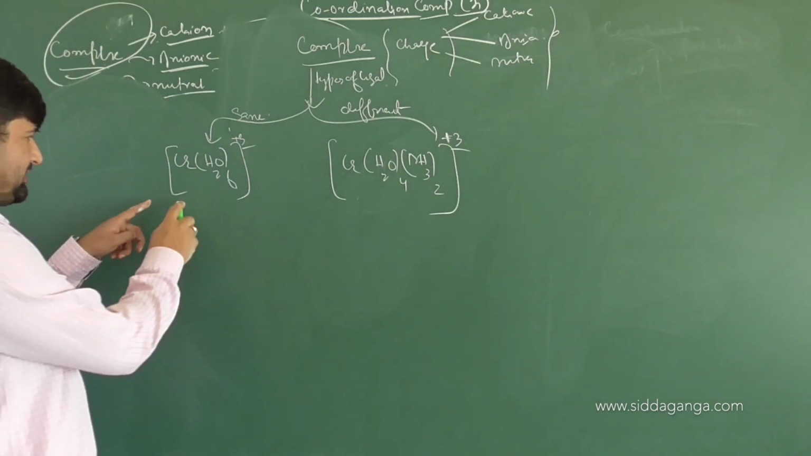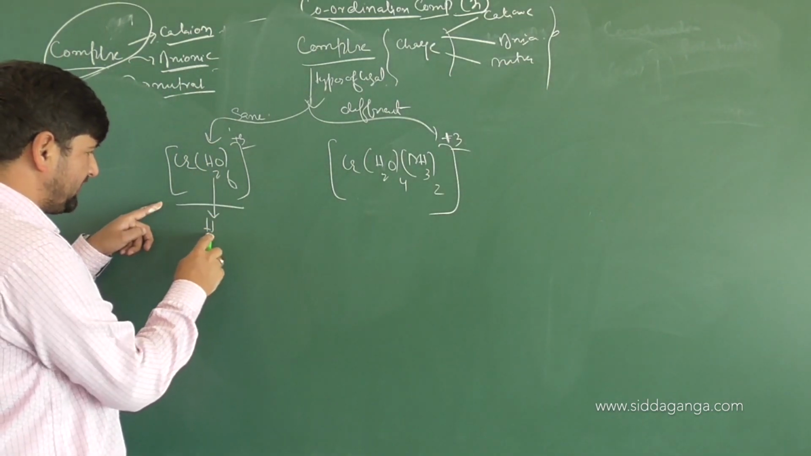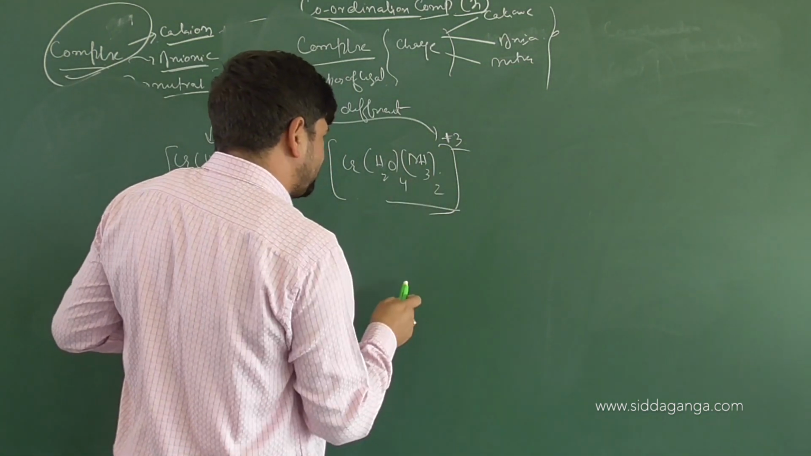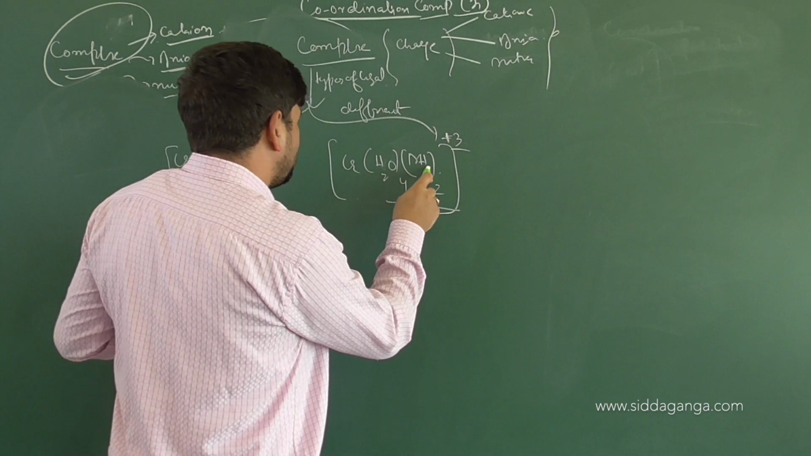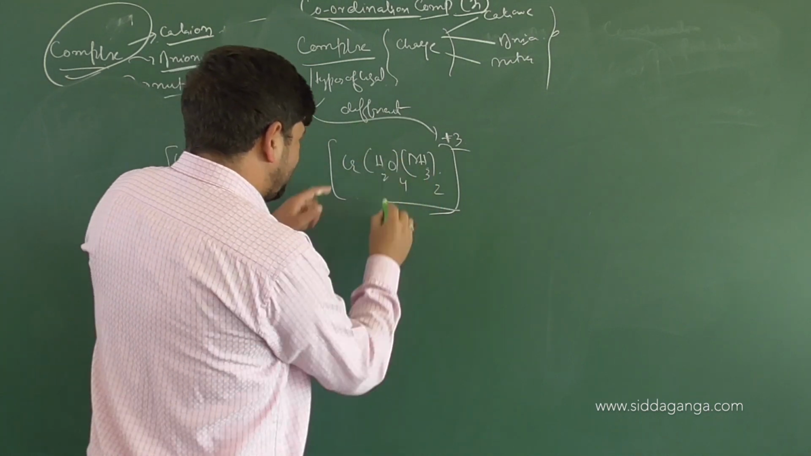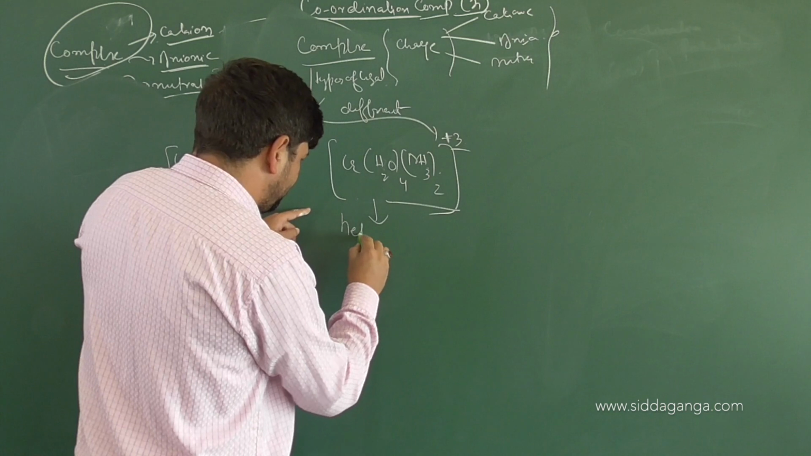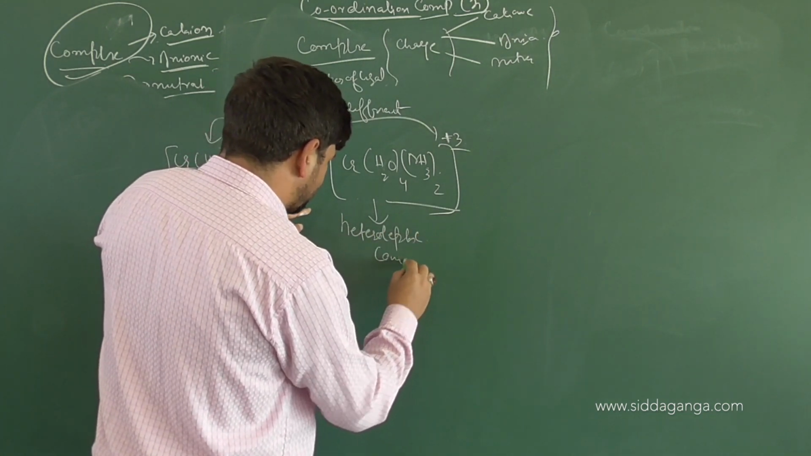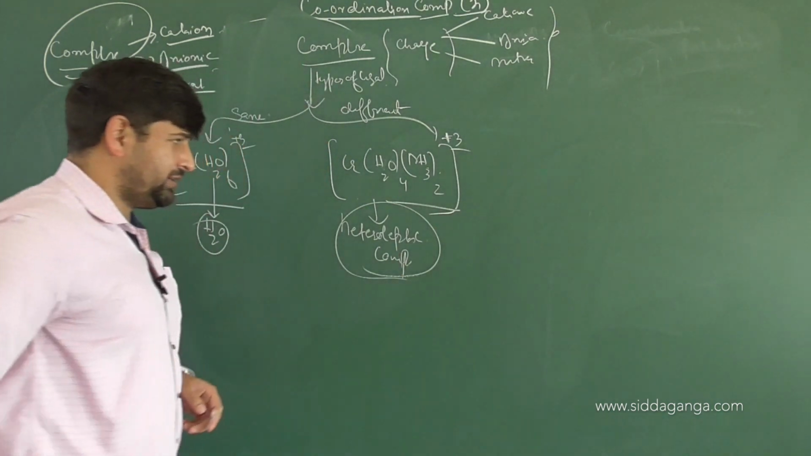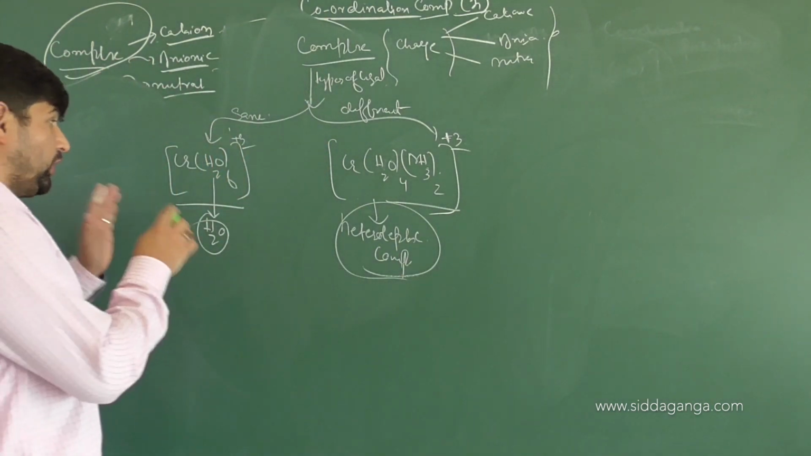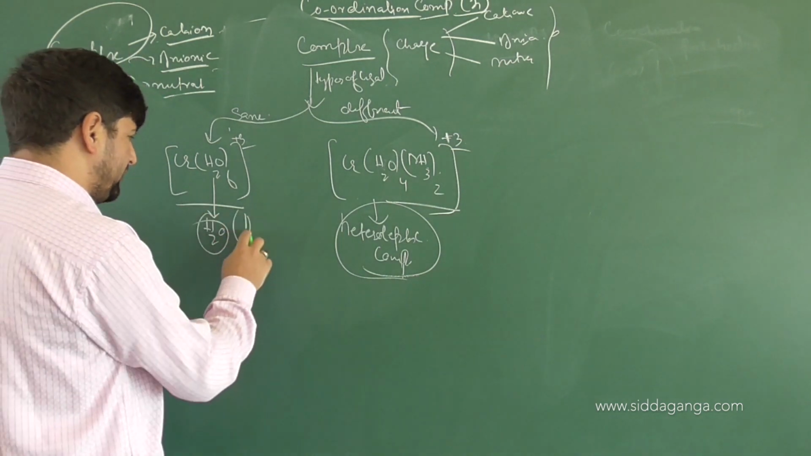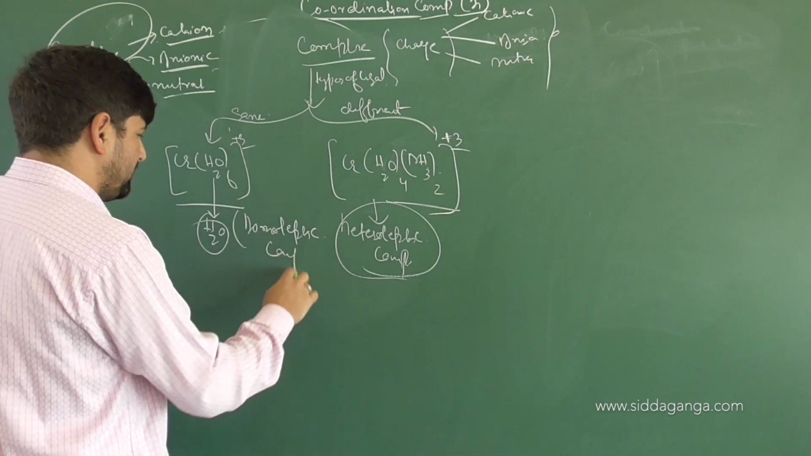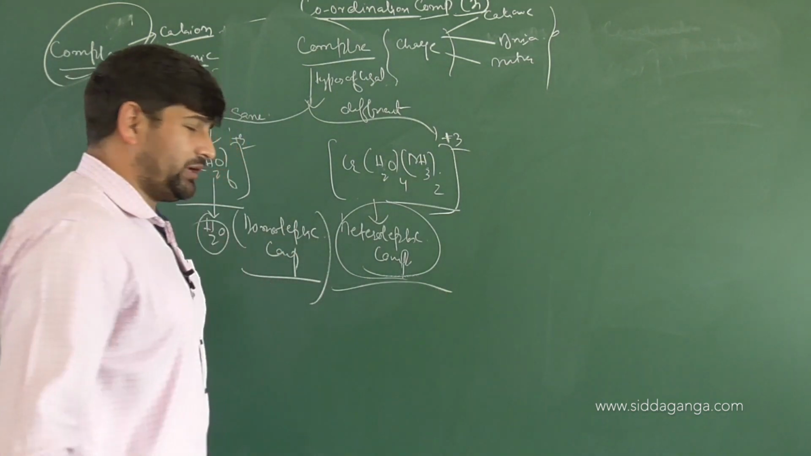The charge of the two is same. Now this complex is made up of only one type of ligand. Which one is it? Water. And this is made up of how many ligands? Two different types of ligands, right? Water and ammonia. So this one, which is attached by different ligands, is called a heteroleptic complex. And those which are made up of the same ligands are called homoleptic complexes. So we have homoleptic and heteroleptic complexes.